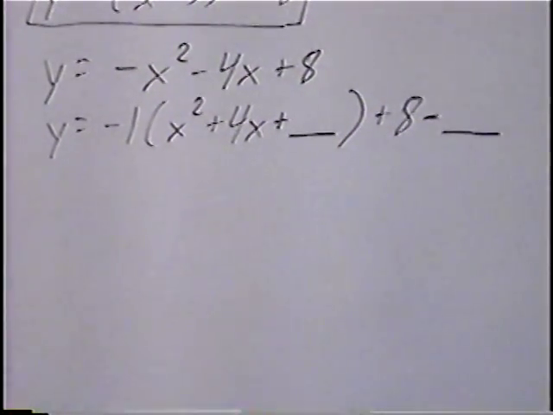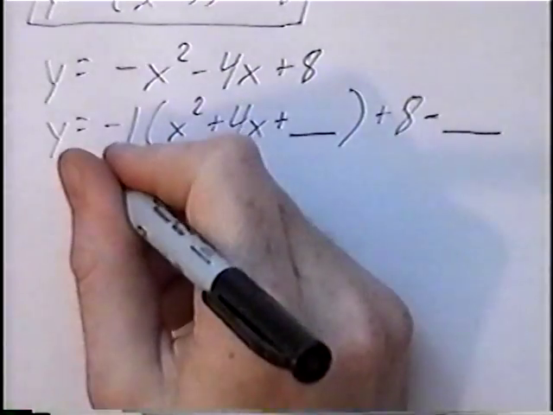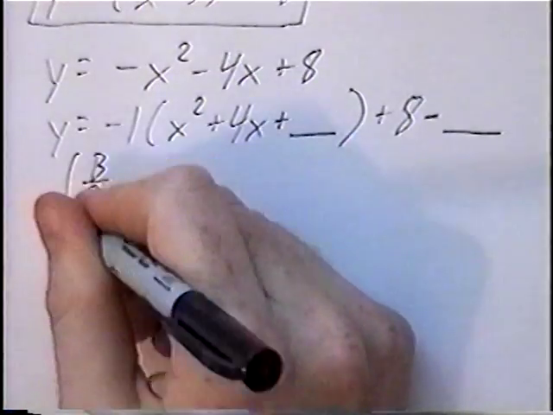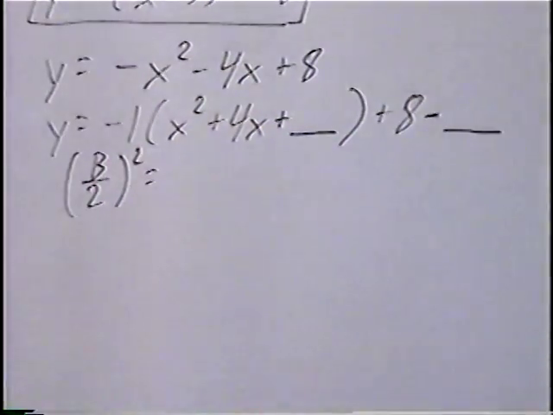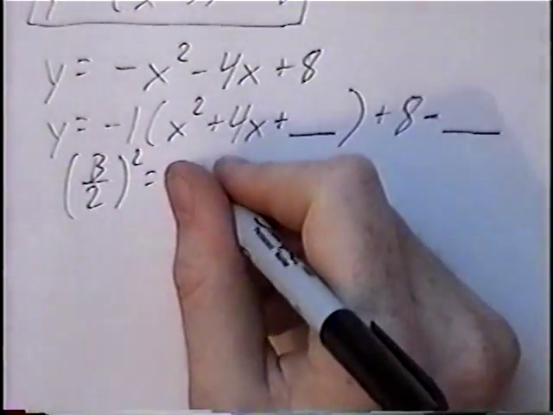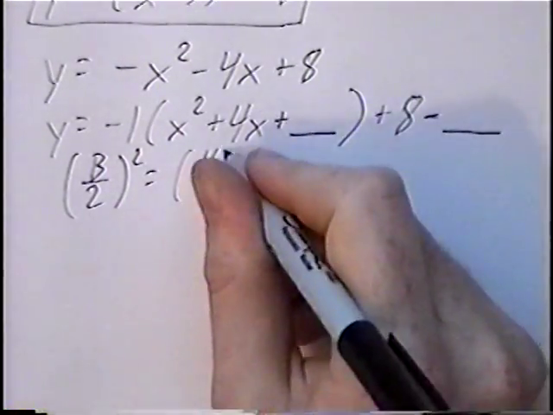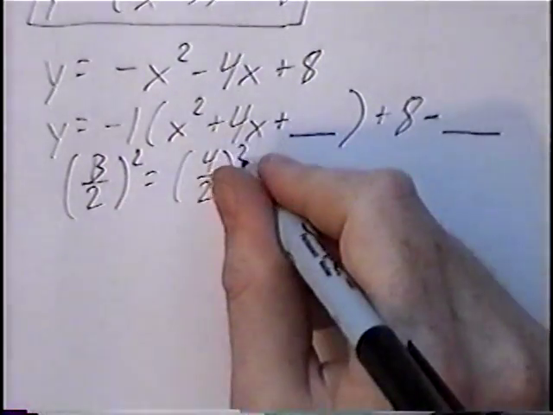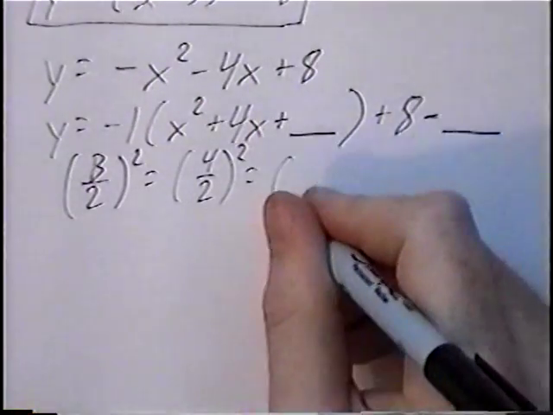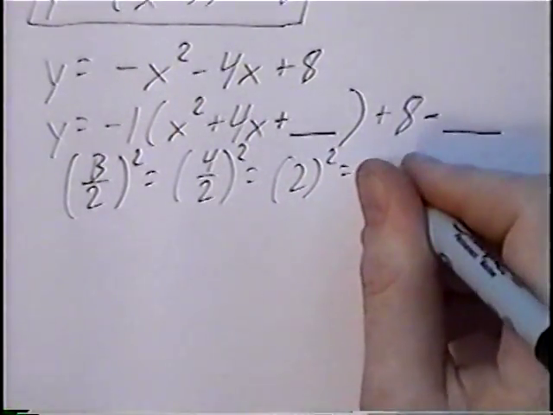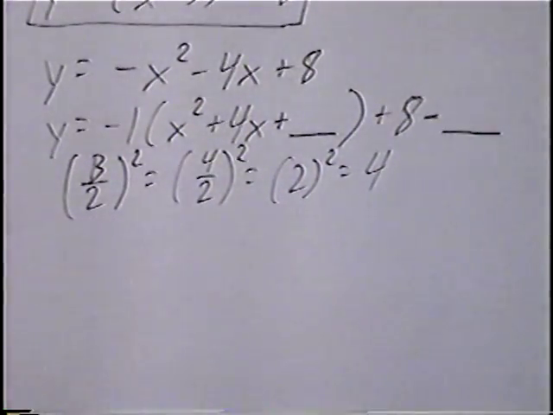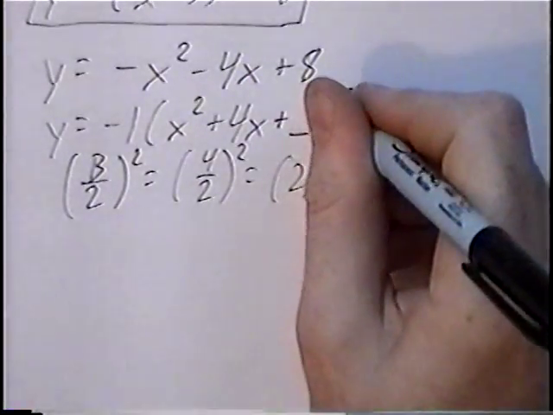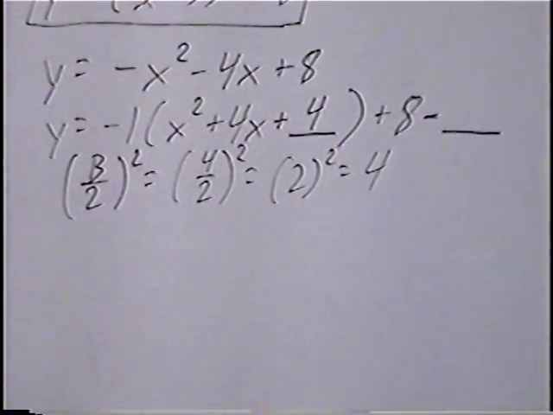From here, we can figure out which number we're going to add to the equation to factor it. And again, the equation is b over 2 squared. B is equal to 4, so we'll have 4 over 2 squared. 4 divided by 2 would be 2, and 2 squared would be 4. So we'll add 4 inside the parentheses.